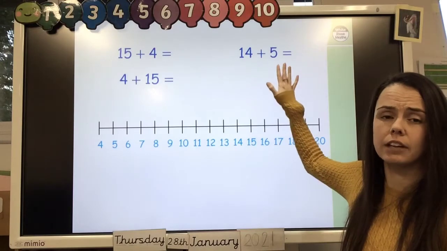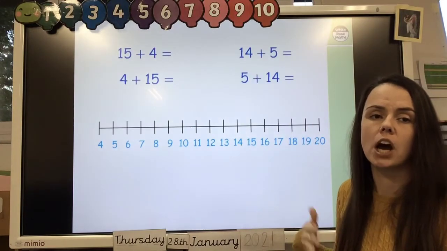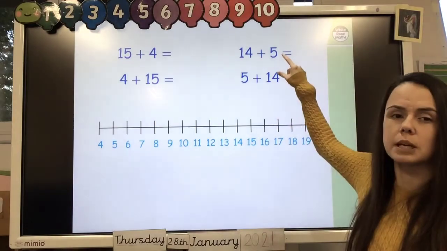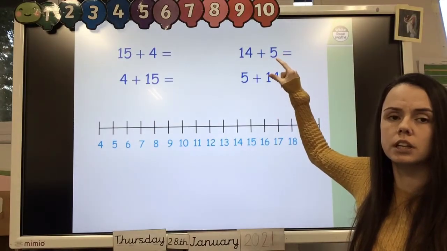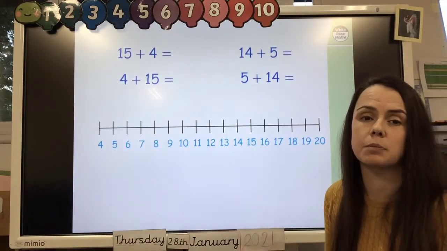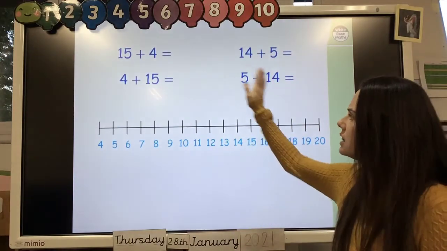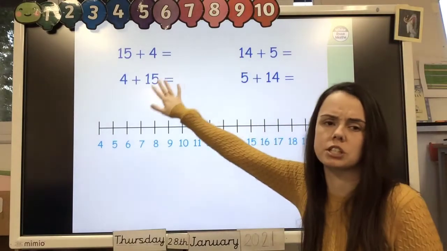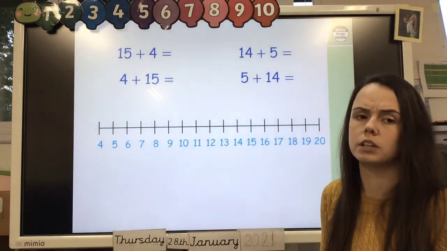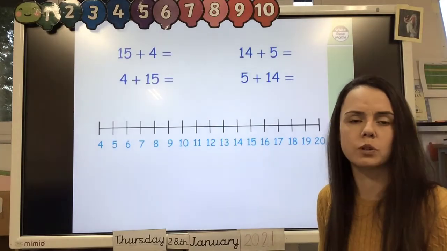14 add 5 and 5 add 14. These two are the same question. Well done. Yes, they are, because the same numbers, just around the other way, so they will make the same answer. Are these the same questions? No. Why are they all on the board together?